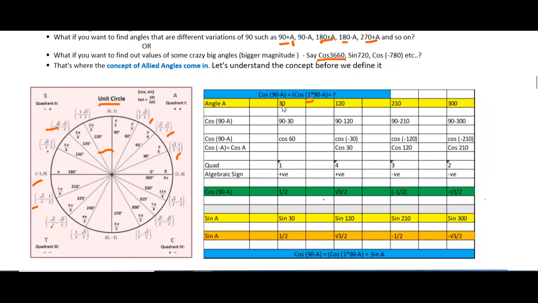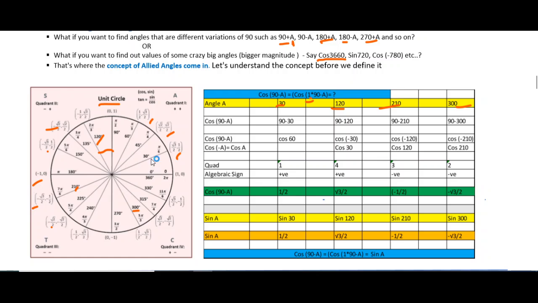So let's figure out. What I've done, for the sake of simplicity, is use this unit circle and assume 4 possible values of A, each angle falling in one quadrant. So I'm taking angle A as 30 degrees, which falls in quadrant 1. Then 120, then 210, and then 300, over here.